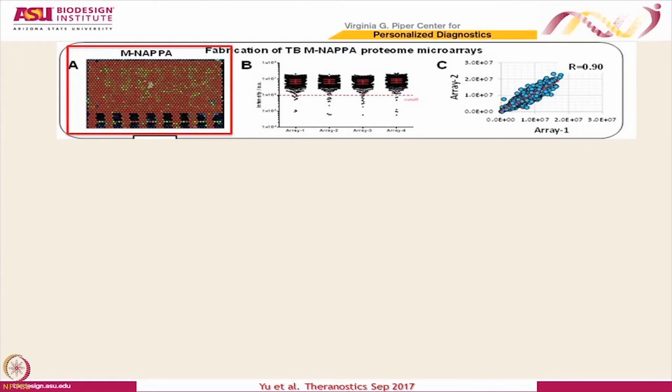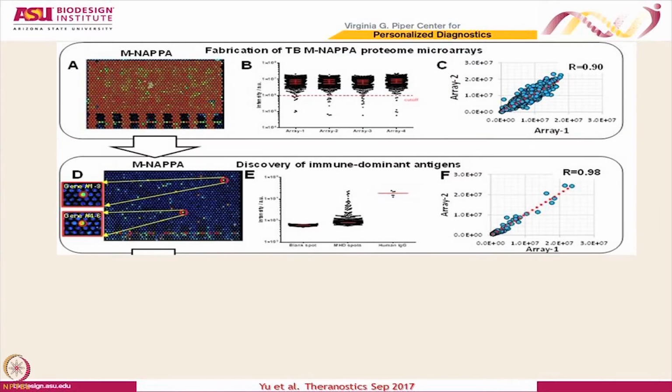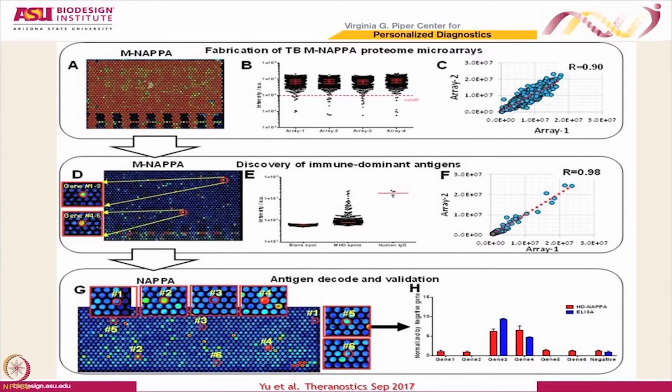And so this is kind of the strategy. You produce a mixed NAPA array up here. You get good signal for all these proteins. You show that you have good correlation. You screen for antigens that are detected in the patient, let's say, and you see a number of spots that light up. You compare array to array to make sure that you're getting consistent results. This is all sort of quality control stuff. And then after you've got these hits, you take the individual spots that lit up and you break them down into individual proteins the next day to verify that those signals are real and to deconvolute which spots were positive.